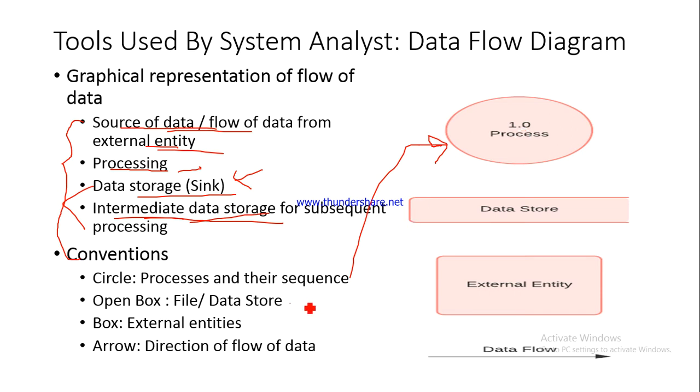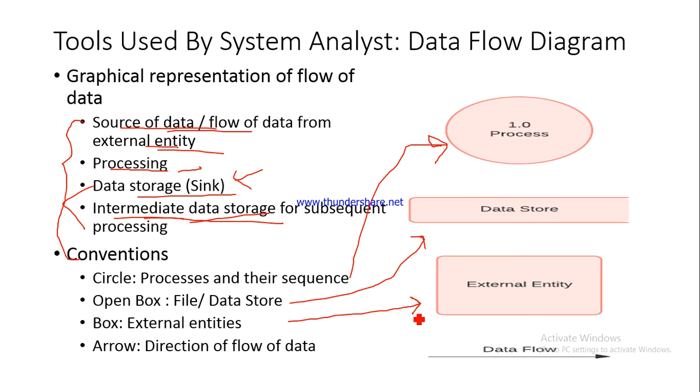Now the open box could be open on one side, and at times it is open on both sides. So that is basically the data storage. The data is stored here, and this is what is being denoted by this open box, right? We show the external entity by this closed box.